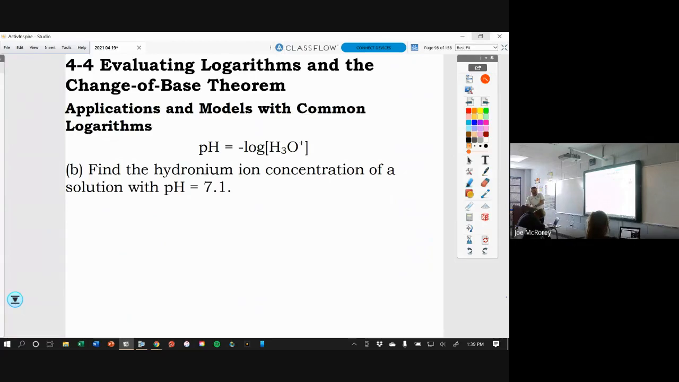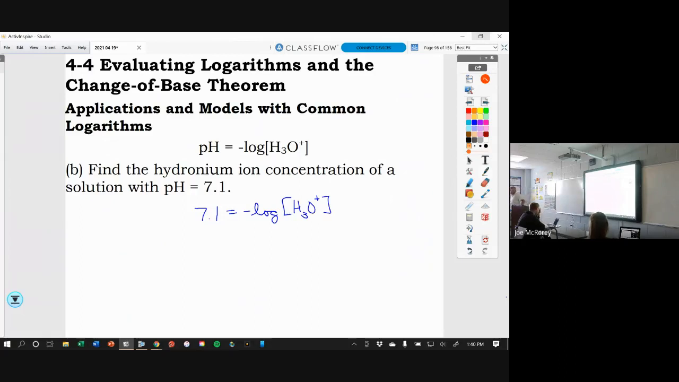Part B, find the hydronium ion concentration of a solution with a pH of 7.1. So this problem is telling us the pH. So pH is 7.1, equals negative log of the hydronium ion concentration. And quite honestly, folks, if you wanted to change this whole thing to an X, I don't care, because that's all it is. Just remember what you're dealing with, okay?